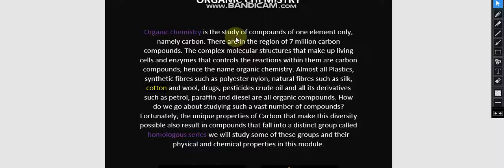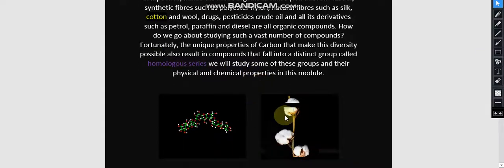Fortunately, these 7 million carbon compounds are divided into special groups, and it is those groups that we'll be studying. The unique properties of carbon that make this diversity possible also result in compounds that fall into a distinct group called a homologous series. We will study some of these groups and their physical and chemical properties. That's really what we're going to be looking at.